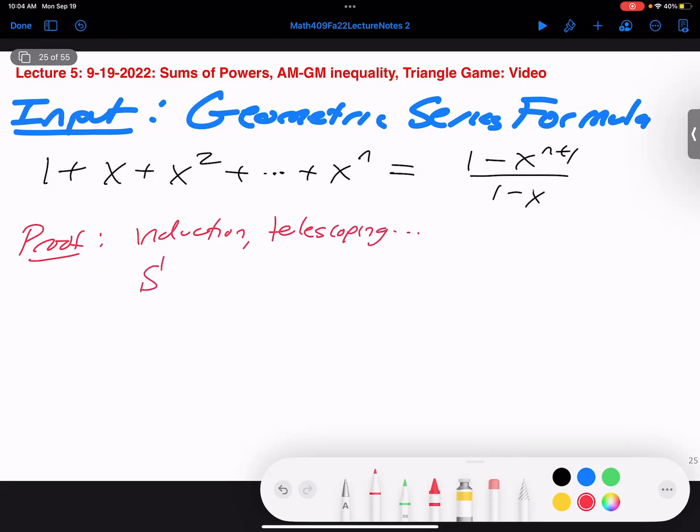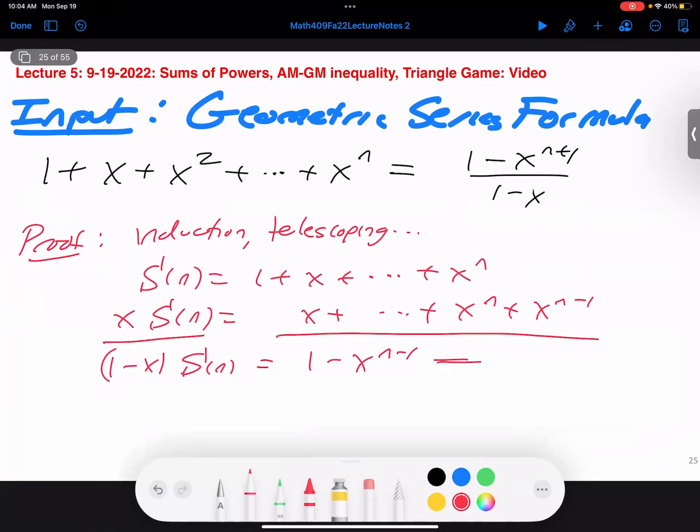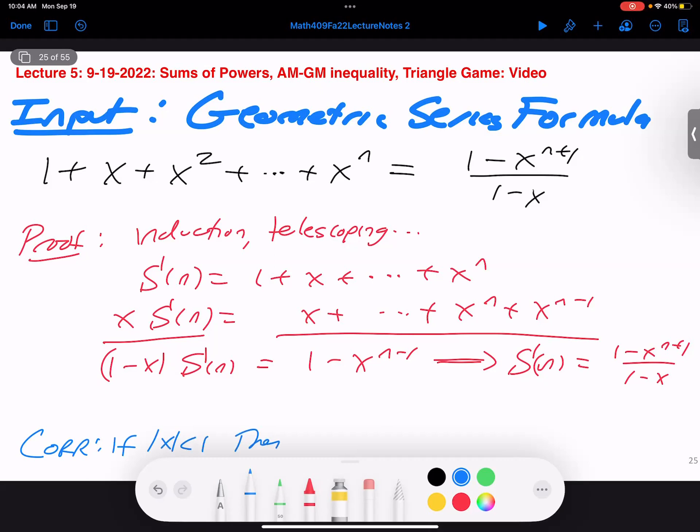is my favorite. So if we let Sn be 1 plus x plus ... plus x to the n, if we multiply by x, we then get x plus ... plus x to the n plus 1. So if we subtract, we get 1 minus x times Sn is 1 minus x to the n plus 1. And that, of course, implies that Sn is 1 minus x to the n plus 1 over 1 minus x. And then as a nice corollary, if the absolute value of x is less than 1, then 1 plus x plus x squared plus ... equals 1 over 1 minus x. Okay, so this is the geometric series formula.